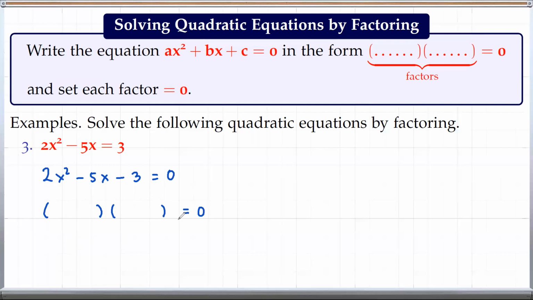So now the question is how we can factor this trinomial. Again, we can use different methods. Again, you will see links to different methods of factoring in the description below. So for this one here, let's use the box method. So we will put these terms in a box like this one.